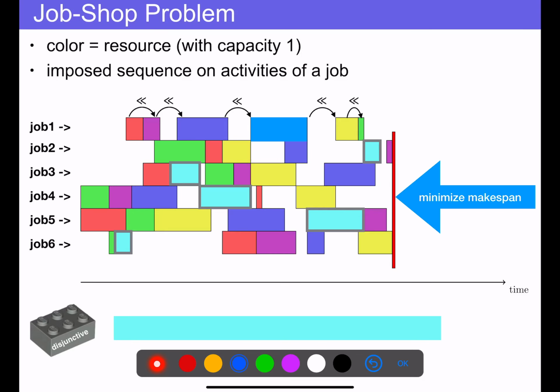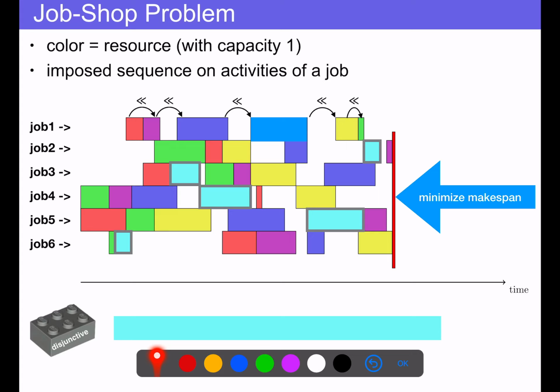This constraint is especially useful for job shop-like scheduling problems. If you remember the job shop problem, in each job we have a precedence constraint, and the color of the activity represents the resource on which the activity should execute. This is one solution for the job shop problem.